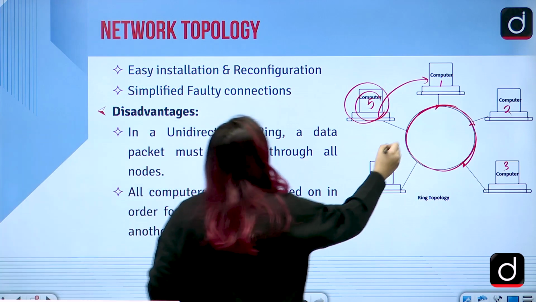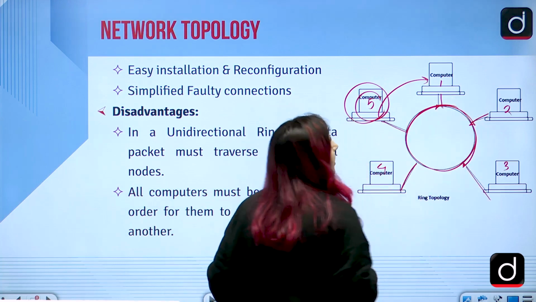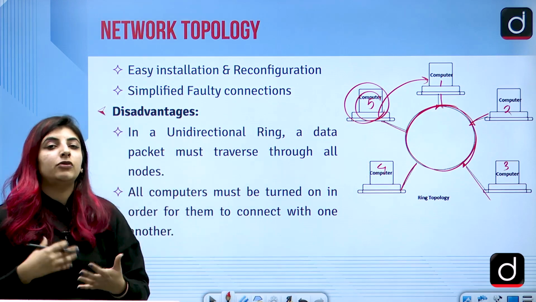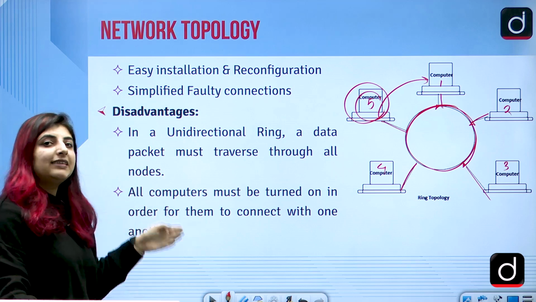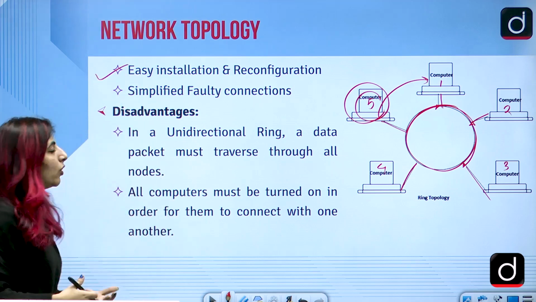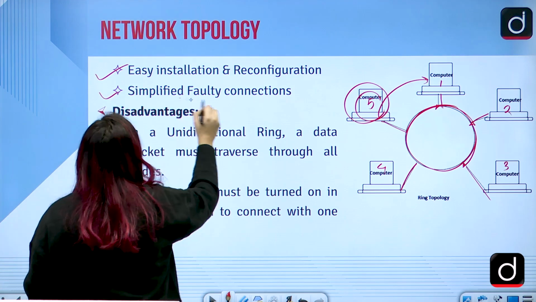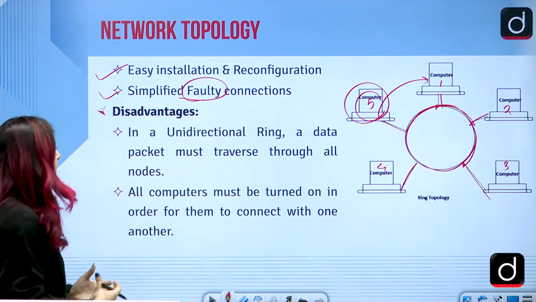Because there are different nodes attached in this ring topology, if we are going to send a file to a different computer, it will reach it, but in a straightforward manner. Easy installation, it can be easily installed, and simplified faulty connection. So if there is a fault in one computer, one can easily identify it.